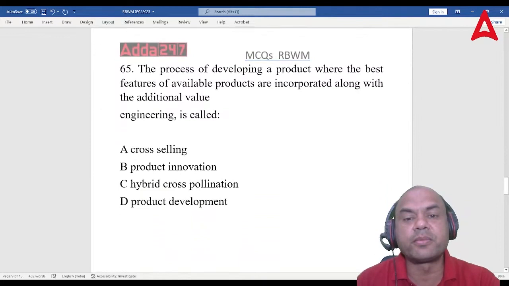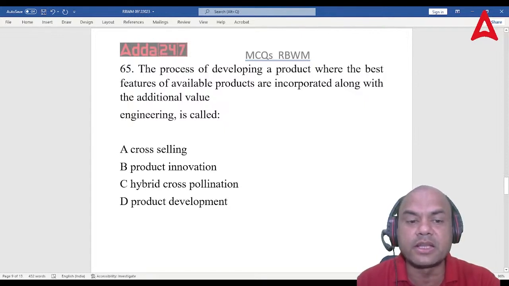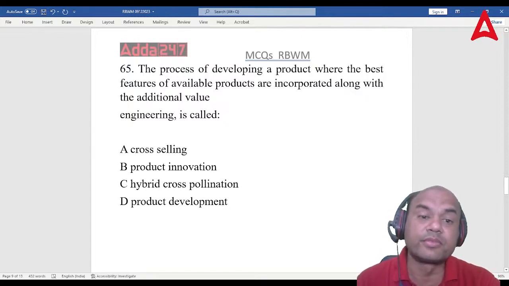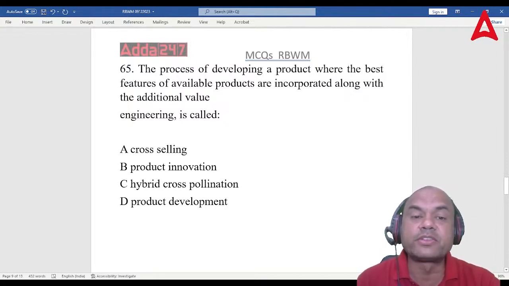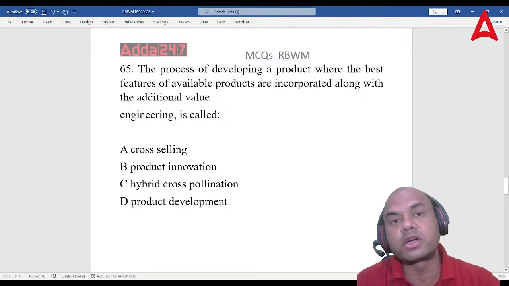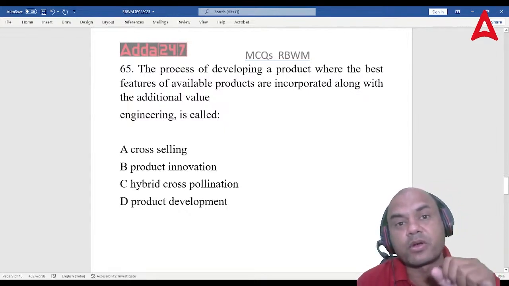The process of developing a product where the best features available of the available products are incorporated along with the additional value engineering is called as. What do you mean by this? Developing a product where the best features of the available product. So whatever is the existing feature, existing product.